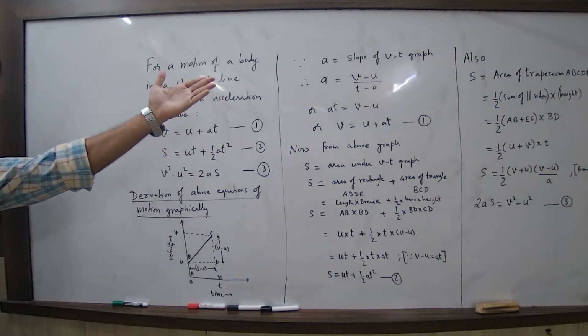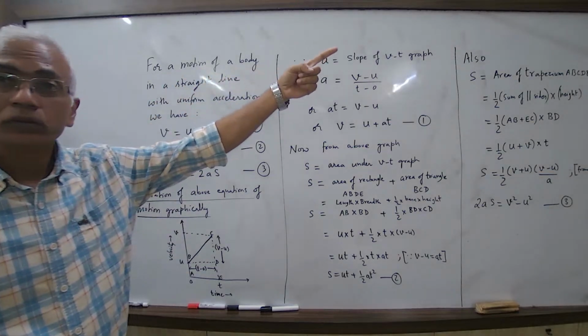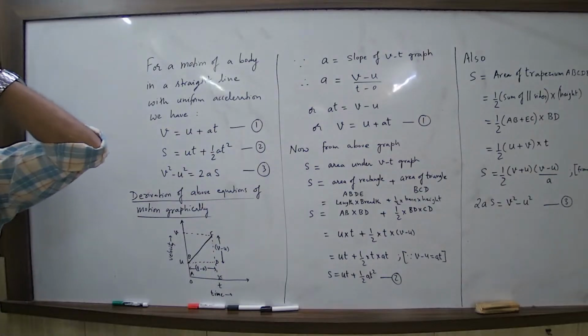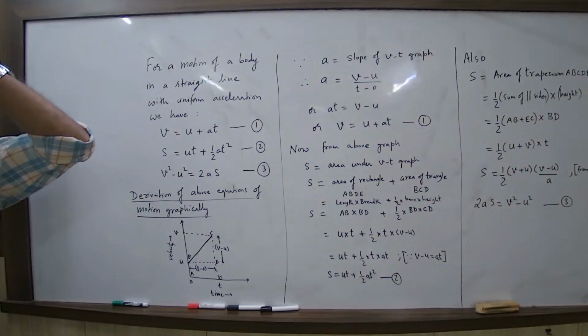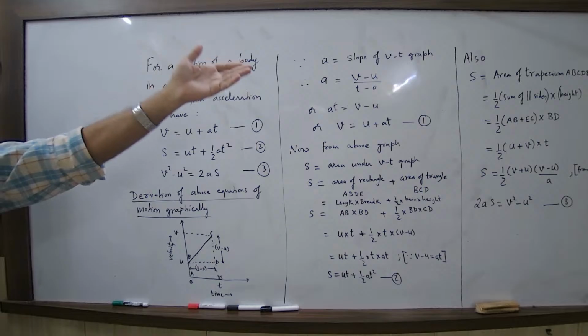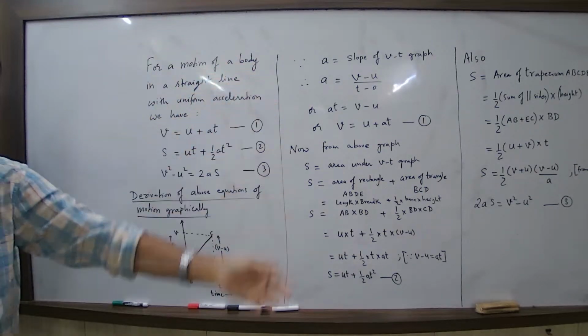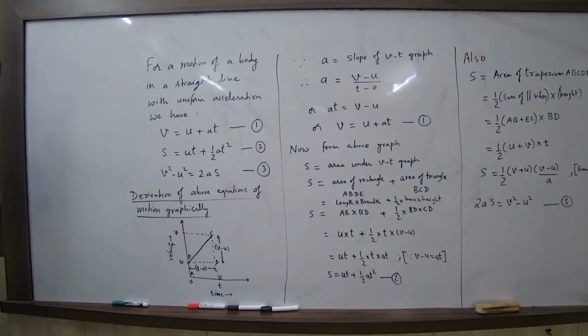Slope of the VT graph. Then how do you find the distance traveled by the body in a given time? Area under the VT graph. How do you find displacement? Same. Okay, very good.